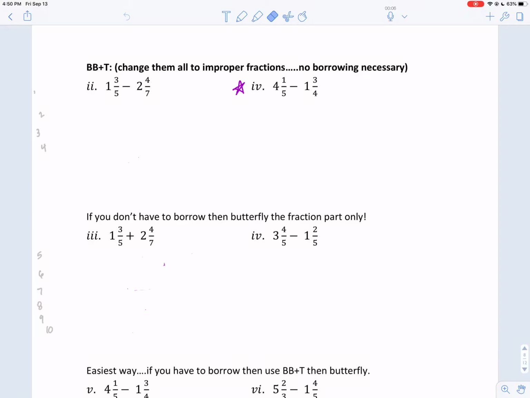So in this video, we're going to be adding and subtracting mixed numbers, but we're going to use the BB+T method. We're going to change everything to an improper fraction so there's no borrowing necessary. So the very first step we do is to use the BB+T method, bottom times the base plus the top, to change those two fractions into improper fractions.